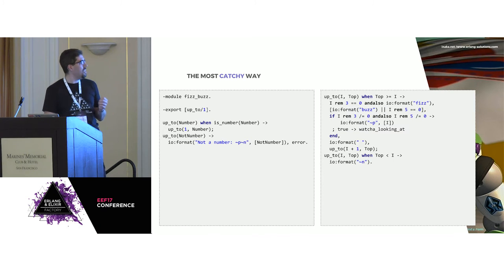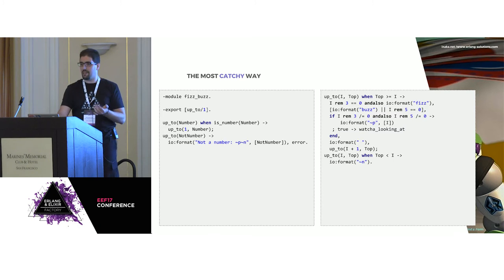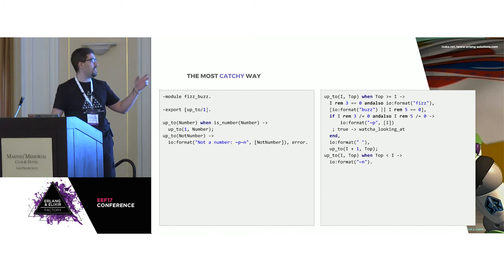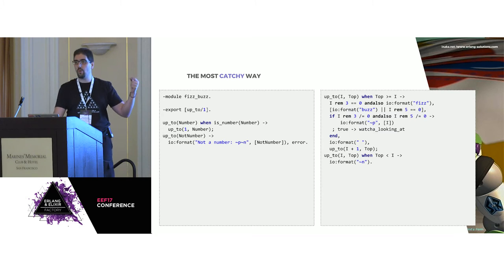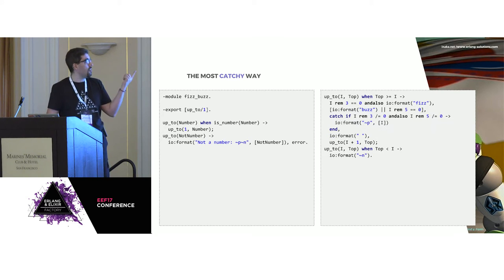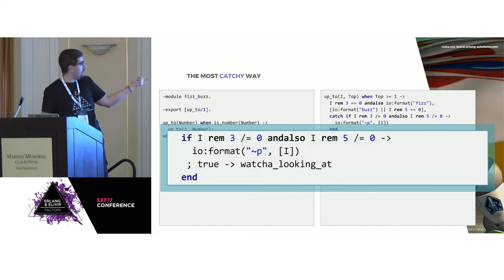Okay, now the last one. The last one is the obvious one. I leave it for the final part because it suits the code. But remember, when you have an if without an else clause, that generates an error, right? When it's evaluated, if there is no true clause, it produces an error. There is a way to catch the error. So you turn this into this.